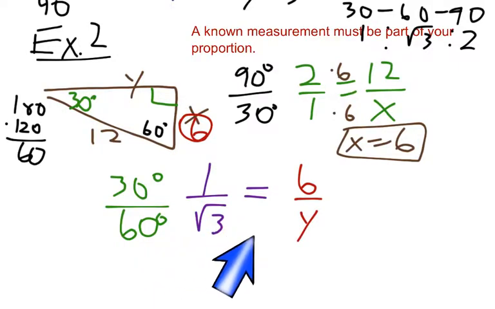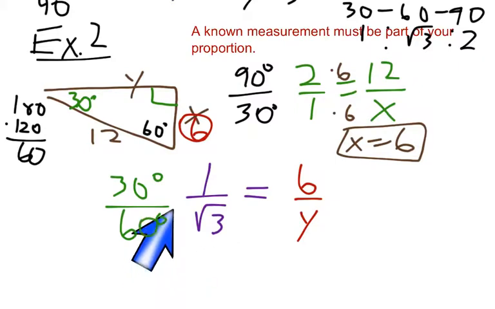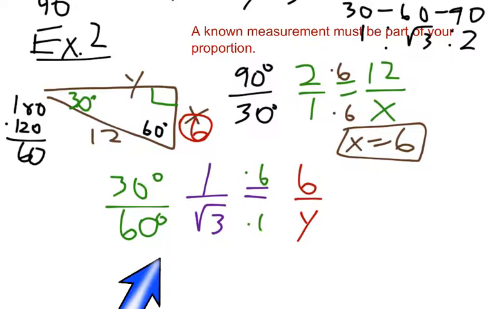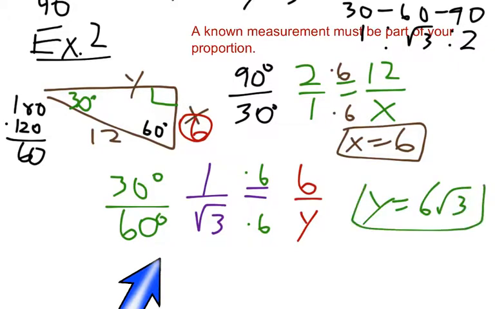And now to solve, do we see any shortcuts here? Well, how do you get from 1 to 6? You just multiply by 6. So yeah, there's another shortcut here too, isn't there? Just times 6 times 6, and we would get 6 square root of 3. And you can type that in to get the decimal value.